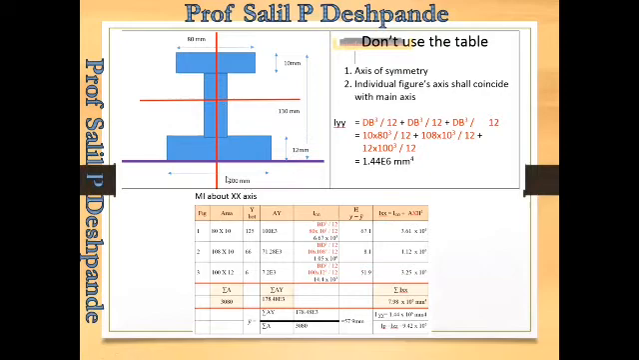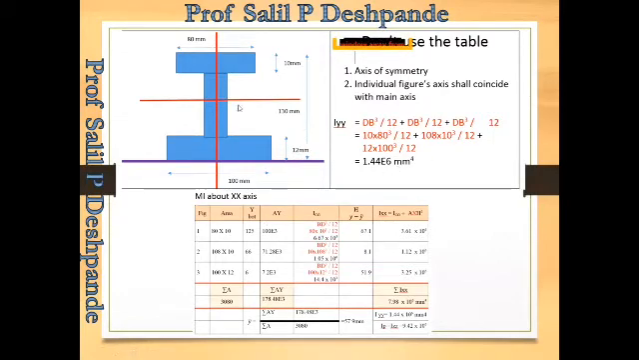Now, though it is an unsymmetrical I section, the y-axis for figure number 1, 2 and 3 is the same, it is coinciding. Therefore, IYY can be calculated directly. So there is no need to use the parallel axis theorem. Because y is the axis of symmetry, you can directly calculate IYY, that is db cube by 12 for figure number 1, db cube by 12 for figure number 2 and db cube by 12 for figure number 3. And accordingly you get the answer for IYY.